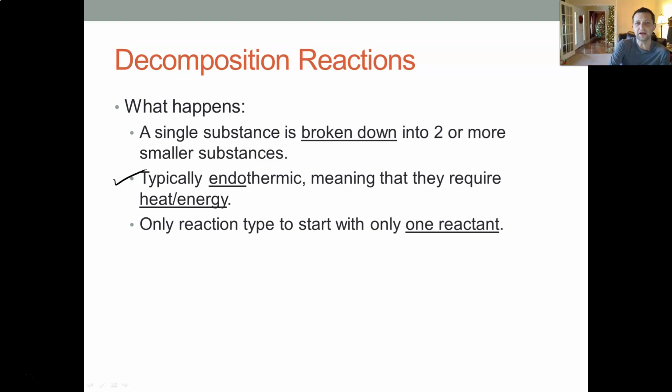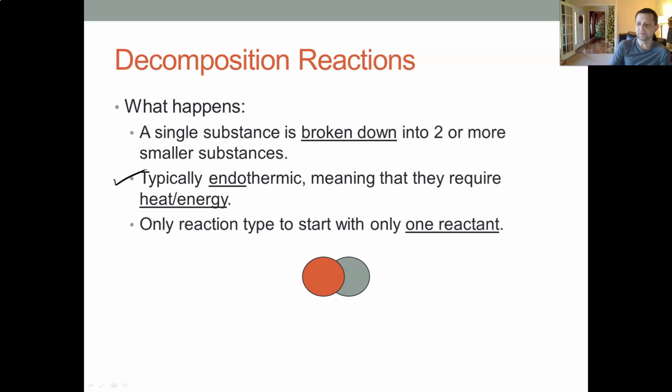This is the only reaction type where we start with only one reactant. It's very easy to figure out what a decomposition reaction is because it's the only one that starts with one reactant and one reactant only. All the other reaction types start with more than one reactant, so decomposition reactions stick out pretty easily.